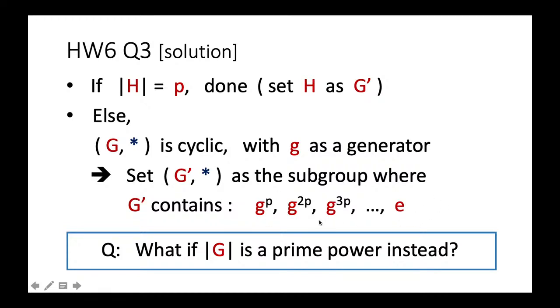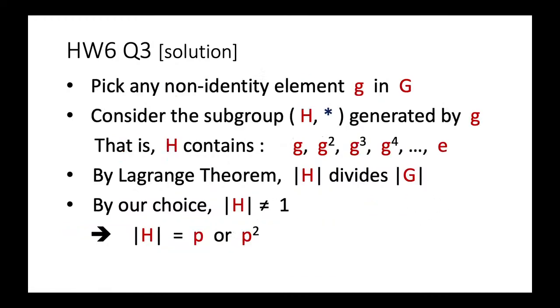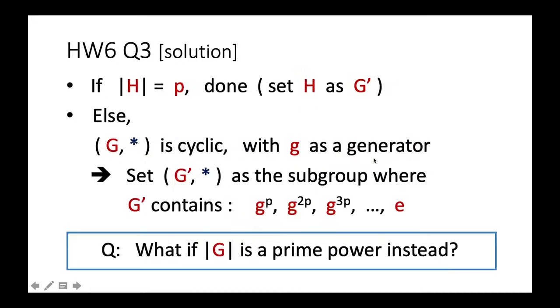So we are done. No matter which case happens, whether the element G that we found generates only part of the group G or generates all the items in the group G, we can always construct a subgroup G prime star such that G prime has size P.